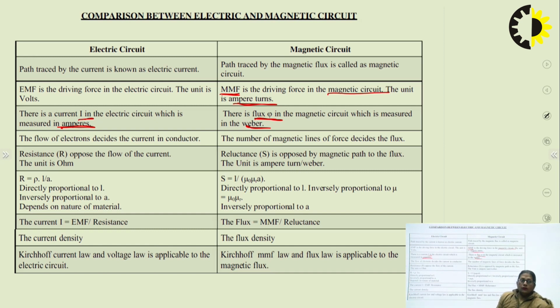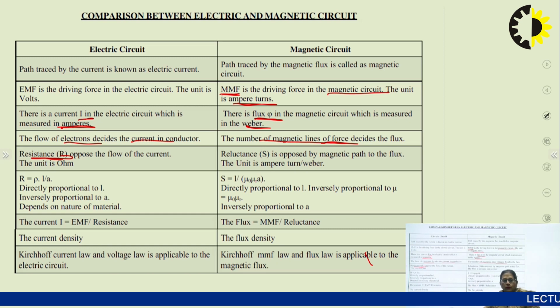In the electrical circuit, the flow of the electrons decides the current in the conductor. Whereas in the magnetic circuit, the number of magnetic lines of force decides the flux. Similarly, in the electrical circuit, the resistance opposes the flow of the current, and its unit is ohms. Whereas in the magnetic circuit, the opposition offered to the flow of the flux is called reluctance, denoted by the letter S, having a unit of ampere turn per Weber.